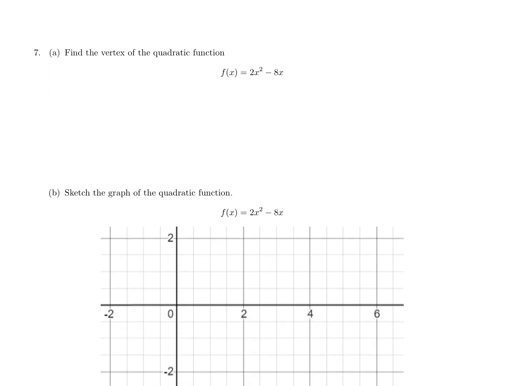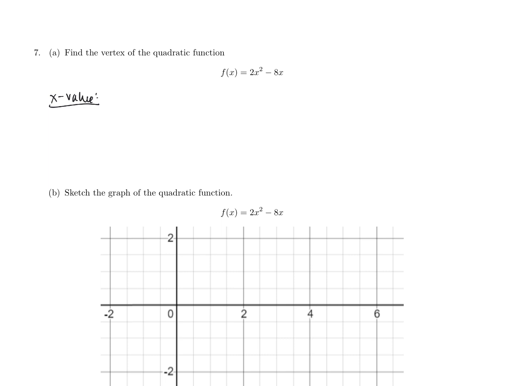Okay, number 7. Find the vertex of the quadratic function. There are two different ways to find the vertex. One way is to complete the square and find the vertex by putting this into vertex form. Another way is to use a formula to find the x value, then plug that in to find the y value. I like to do the second method, so that's what I'm going to show here. Sometimes the complete the square method can get very messy depending on what numbers you're given. So this seems to be the easiest all the way around.